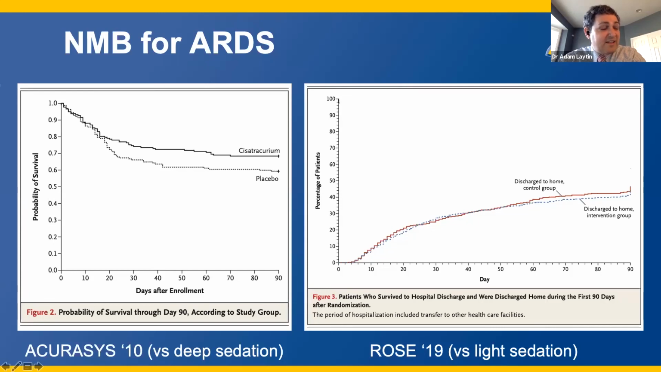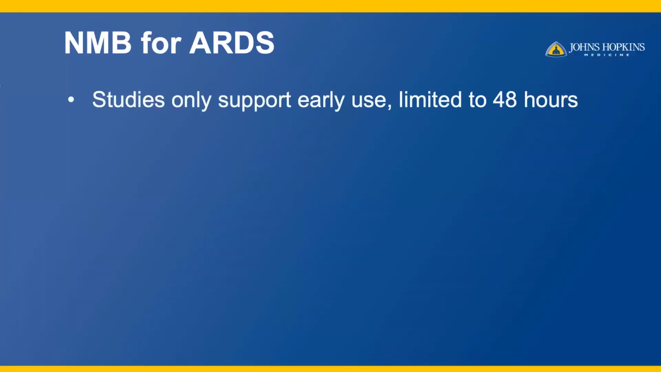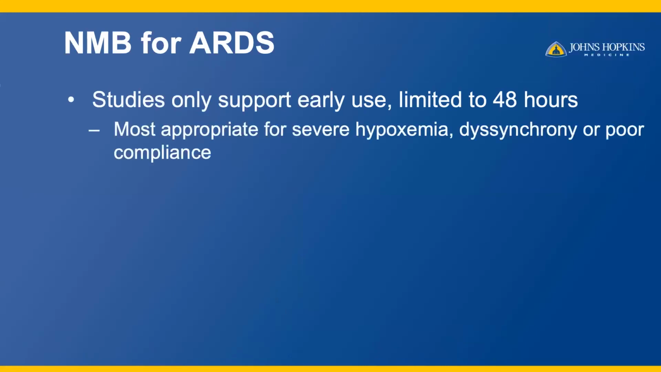What I take away from this is that if you have a patient who's tolerating mechanical ventilation with light sedation, then you're probably not getting additional benefit from neuromuscular blockade. But in patients with significant agitation or dyssynchrony who are requiring deep sedation, the addition of neuromuscular blockade may well help to increase that patient's chances of survival. So studies only support early and limited use for about 24 hours. This is really most appropriate with patients with severe hypoxemia, dyssynchrony, or poor lung compliance.